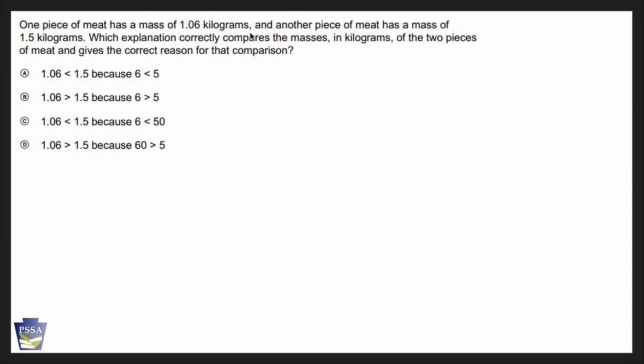One piece of meat has a mass of 1.06 kilograms, and another piece of meat has a mass of 1.5 kilograms. Which explanation correctly compares the masses in kilograms of the 2 pieces of meat and gives the correct reason for the comparison? All right, so looks like they want us to use less than or greater than, and then they want us to explain it. So let's write it out in the order that they have it. 1.06 blankety blank 1.5, and leave it at that.